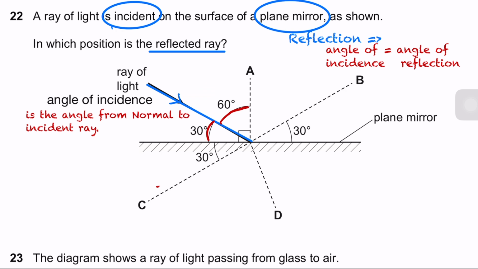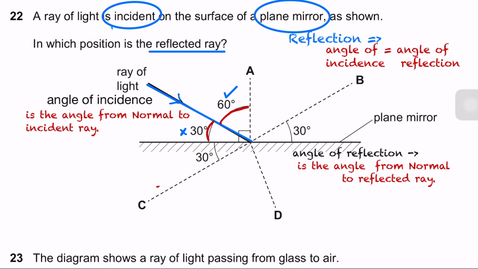All right. Now, which one is your angle of reflection? Will the angle of reflection be 60 or 30? 60, because it has to be the same, as we know. We say the angle of reflection is the angle from normal to the reflected ray. Again, it is the angle from normal to the reflected ray, meaning this angle, the 60. Now, which one is your reflected ray? This one. So B is your correct answer.